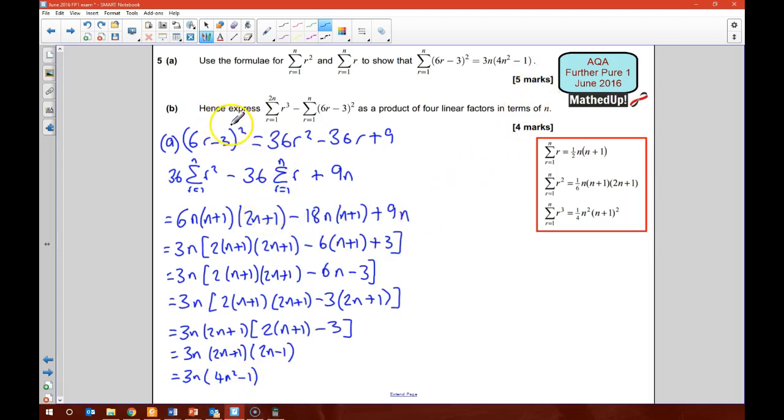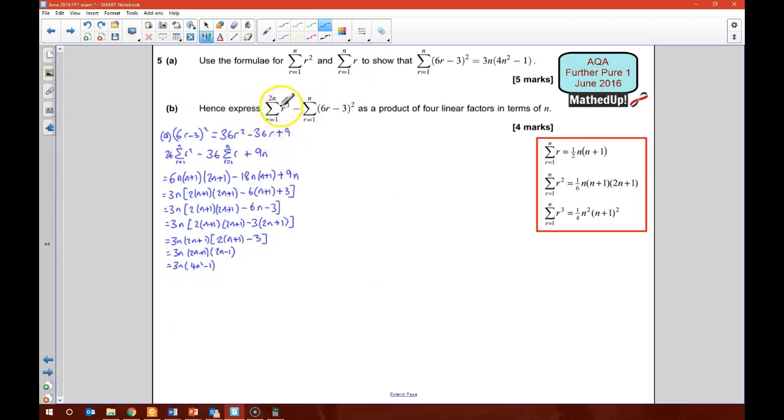Now, part B says, hence express this summation, so I've got the summation from r equals 1 to 2n of r cubed, take away the summation that I've already calculated, as a product of 4 linear factors in terms of n. So I'm just going to tidy up this part of my working.